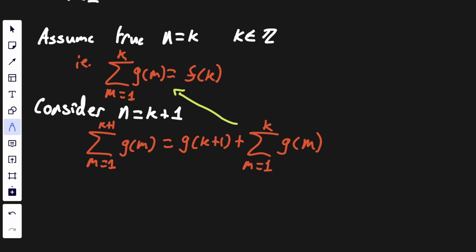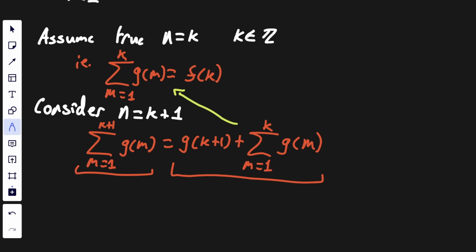And we're going to assume that the hypothesis that we've started with is true. So it's equal to some function of k, or some function of n, but in this case, n is k. And then we're going to consider n equals k plus 1. So we're going to consider the sum, and split the sum up like this. We're going to write it as the sum up to the kth term, and then write the k plus 1 term separately.